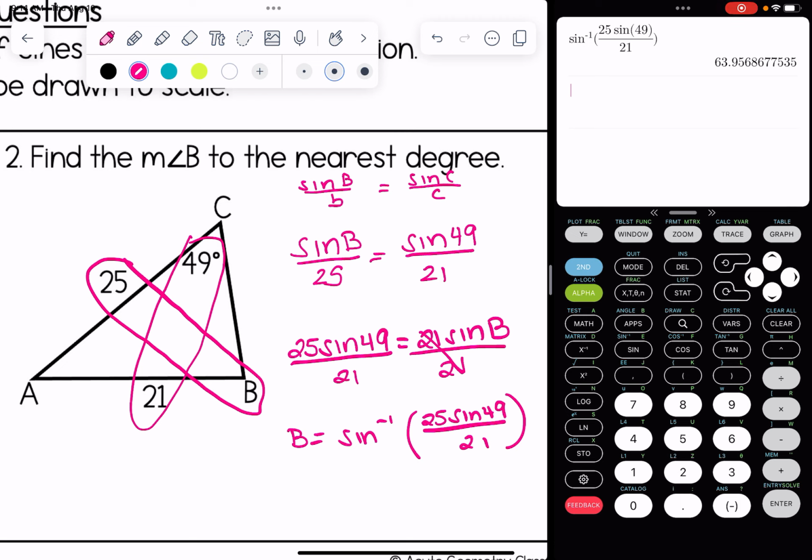And we're going to hit enter. So we're looking for the measure of angle B to the nearest degree, and you can see that I got 64 degrees.